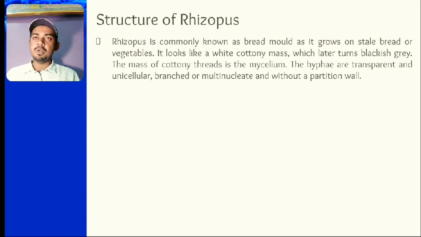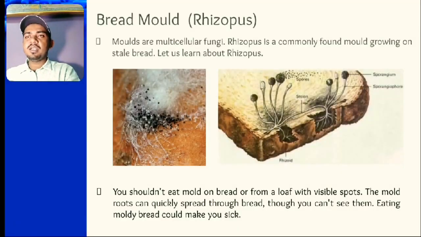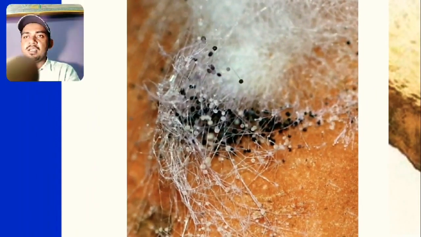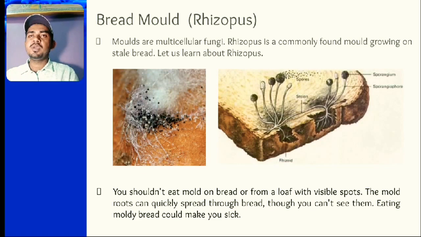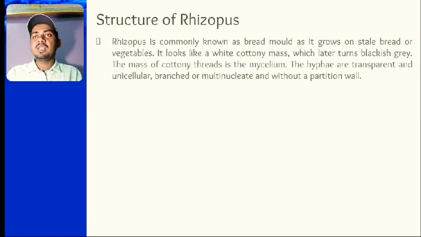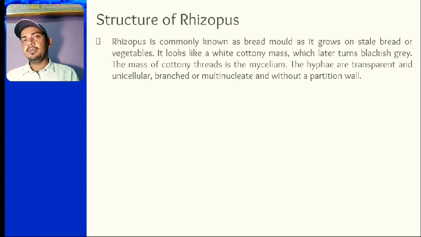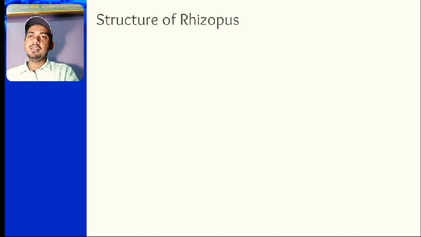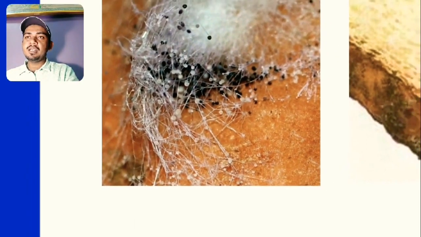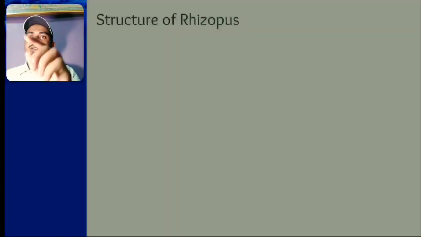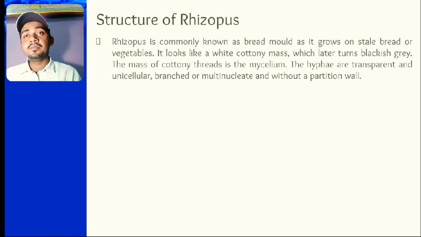Rhizopus is commonly known as bread mold. This we know, as it grows on stale bread or vegetables. It looks like a white cottony mass, as here you can see a white cottony mass, which later turns blackish gray. Here also we can see in this image, it is later on turning blackish and grayish.